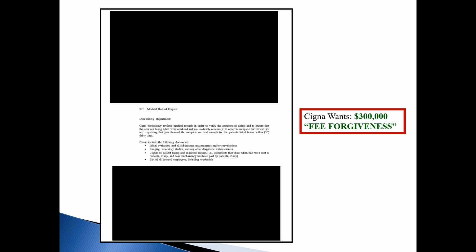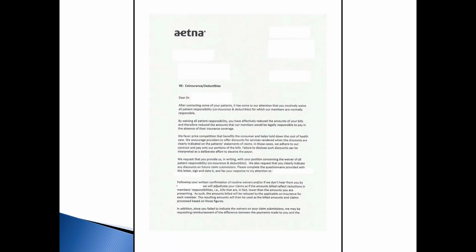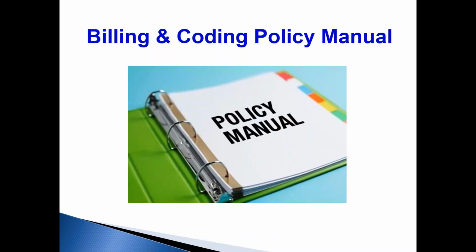It says, dear doctor, or dear billing department, look at the third bullet down. We want to see copies of the patient billing and collection letters. We want documents that show when bills were sent to the patient, how much they paid, if anything. So you should have a billing and coding policy manual. Office managers listening to this, create a billing and coding policy and procedure manual. It's not that difficult. I know you're busy. I know you don't want to bother the doctor.